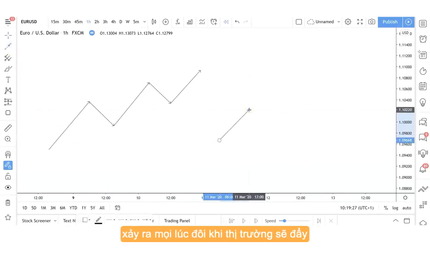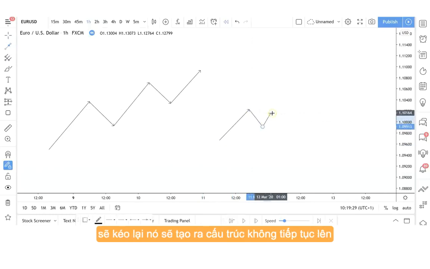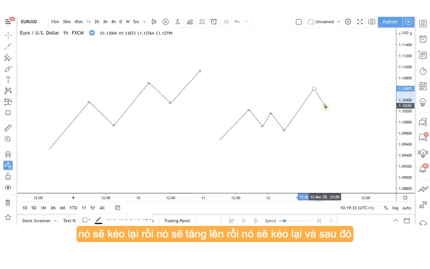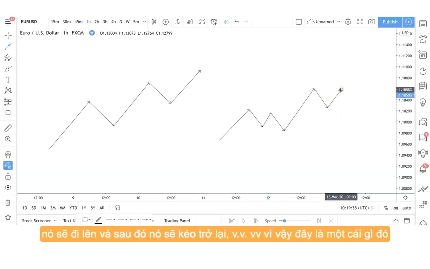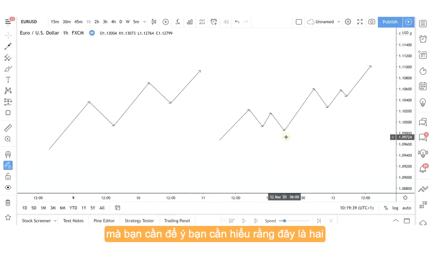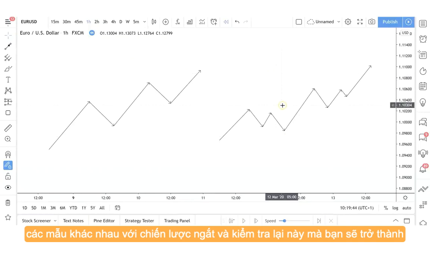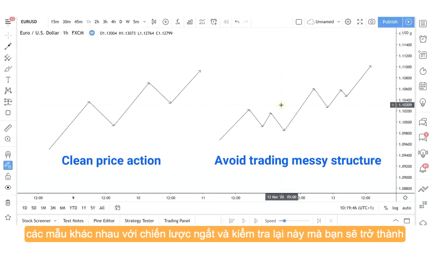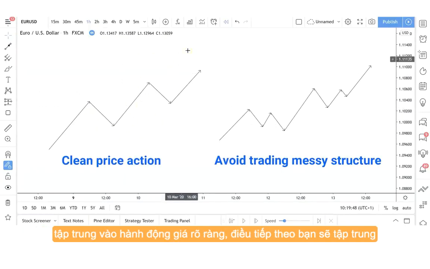Sometimes the market's going to push to the upside, it's going to pull back, it's going to create structure that doesn't continue up, then it's going to pull back, then it's going to go up, then pull back, and then go up, and then pull back, etc. So this is something that you need to look out for. You need to understand that these are 2 different patterns. With this break and retest strategy, you're going to be focusing on clean price action.